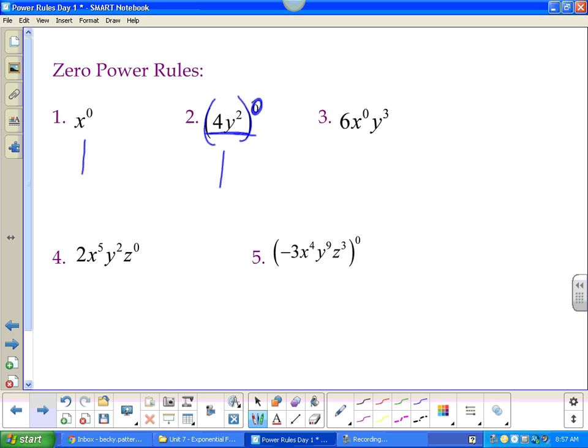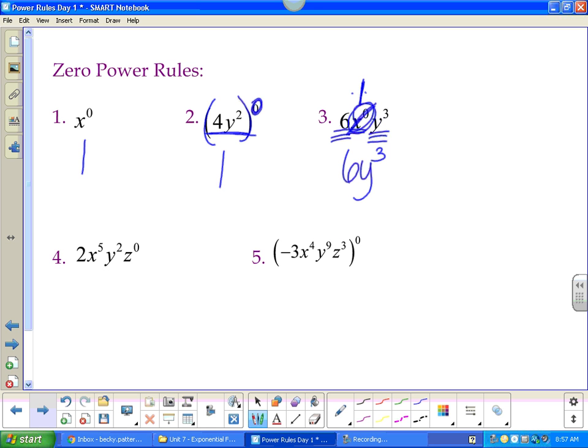Now number 3, the whole thing doesn't turn to a 1 because the whole thing is not to the 0 power. The only part that's to the 0 power is the x. So he turns into a 1. But I still have a 6 and a y cubed. So what do I do with this 1? Well, this is all tied together with multiplication. 6 times 1 is just a 6. And then y cubed. So basically, you can think about it like this: this guy goes to a 1, and the 1 just gets absorbed because it's multiplication, and multiplying by 1 doesn't change anything.